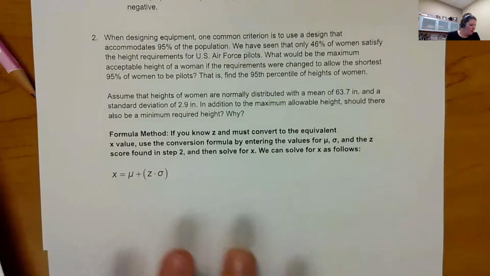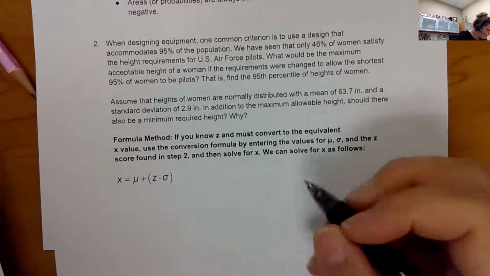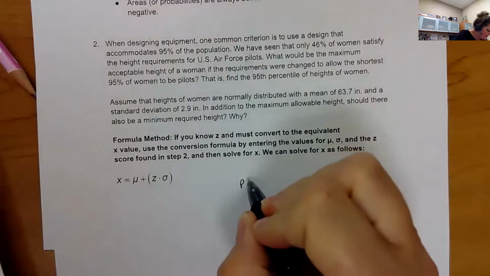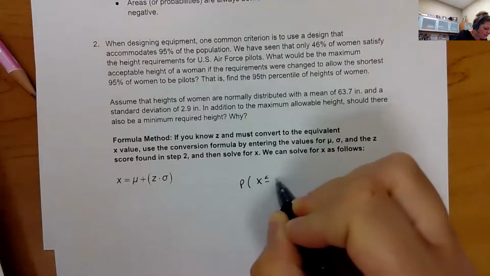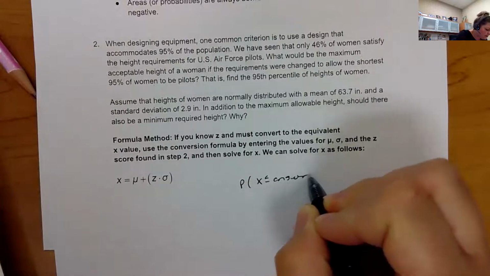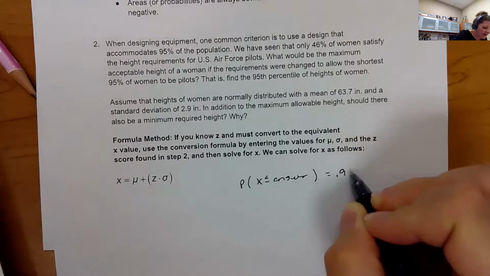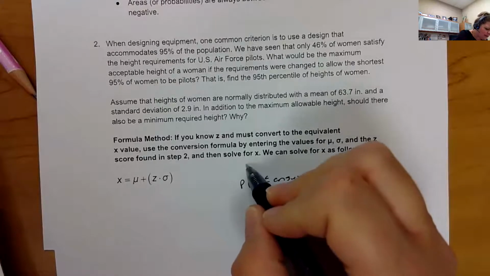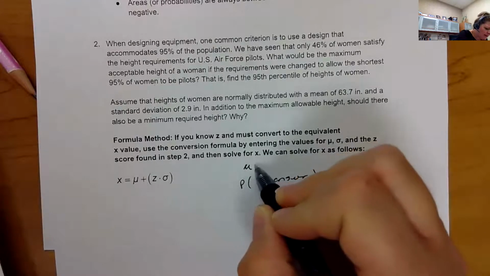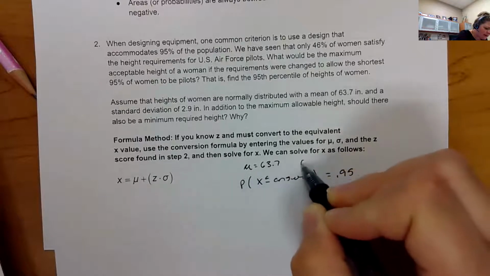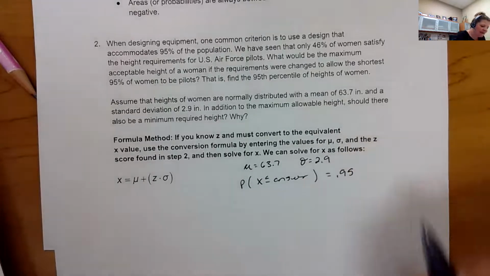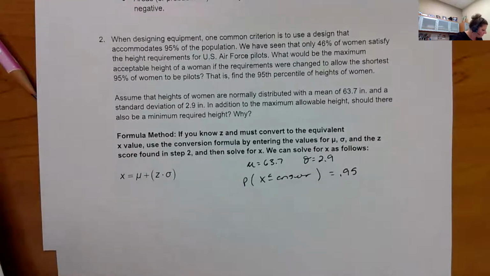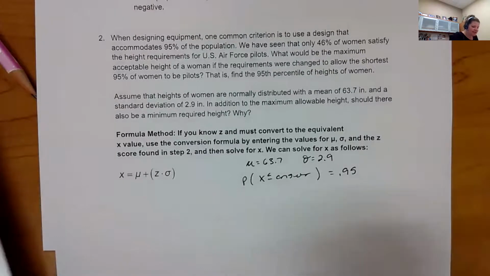So what we're going to write down for this is we used StatCrunch, and we put in that X is less than or equal to, this is going to be my answer, equals 0.95, and we put in our mean of 63.7 and the standard deviation of 2.9, and that gave me my answer, which was, I don't know if I wrote it down, 68.5.